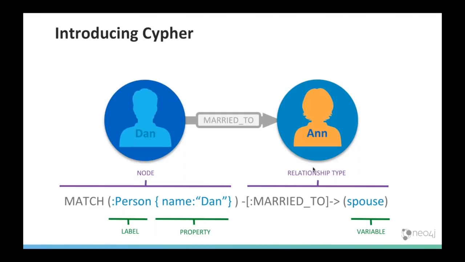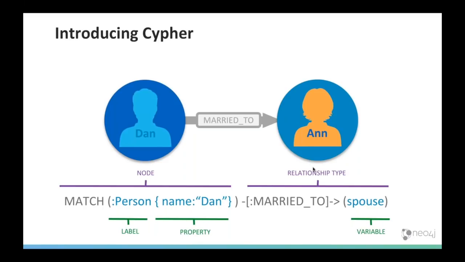In parentheses, or the rounded brackets, we have the elements of the node that we're looking for. So we represent the node with the parentheses. Colon Person represents the label we're looking for, so we're looking for a Person node, not a Car node. Then in the curly braces, we have the key-value pair: name is Dan. That's how we identify the node that we're looking for.